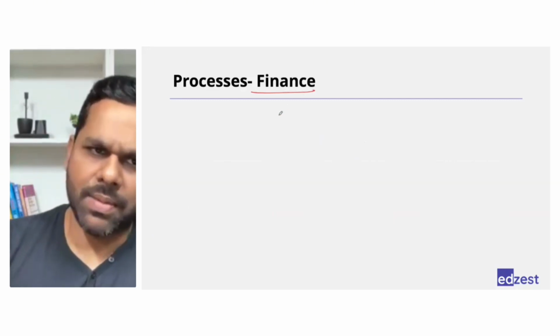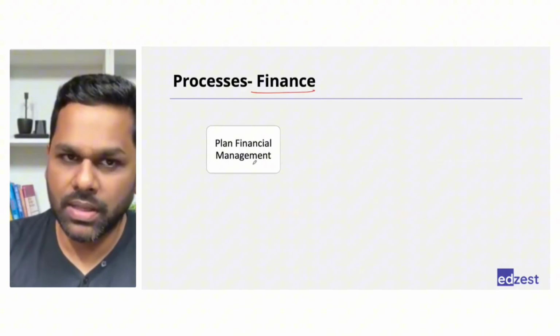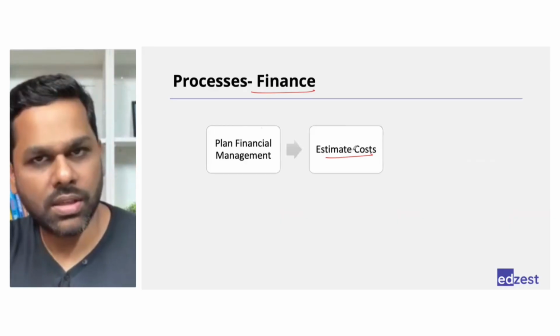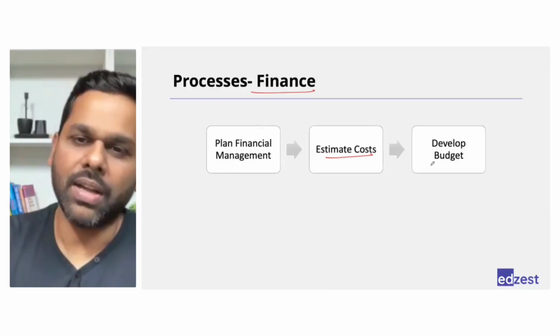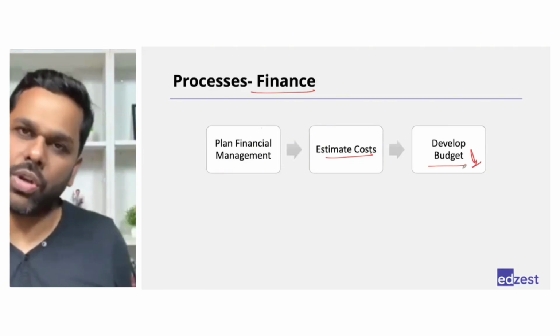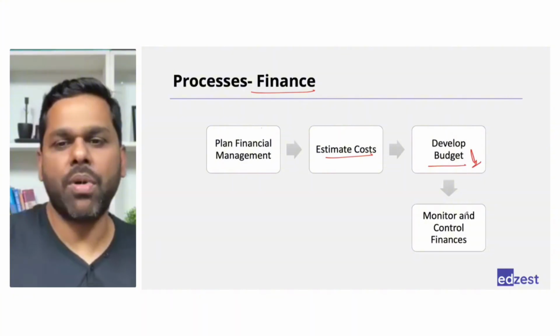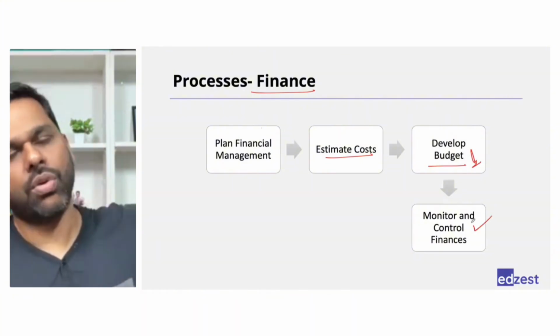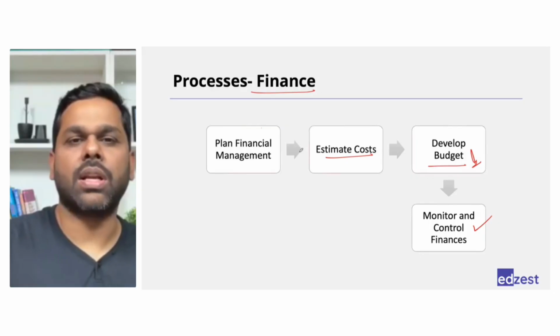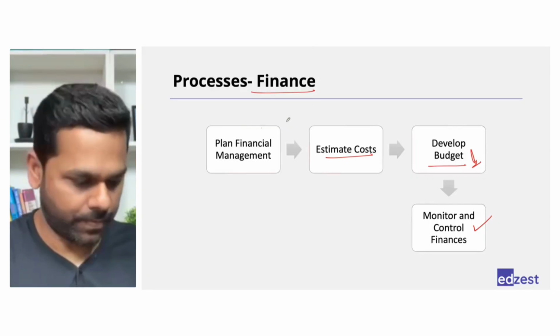Then we have finance, same thing. Plan the financial management, right? How you are going to do that. Then estimate the cost, how much money would be needed. Develop the budget, which means your budget is now ready. Take a sign off, it becomes your cost baseline. After that, keep monitoring and controlling the finances throughout the project. Right? So these are your processes related to finance as well.